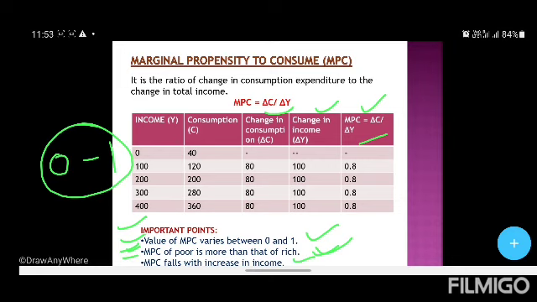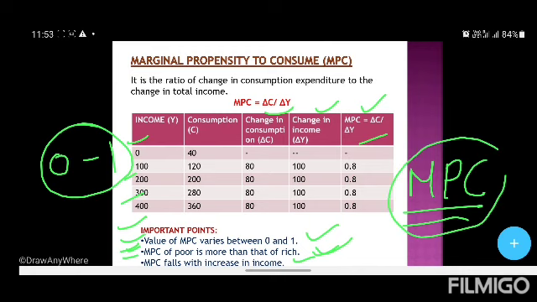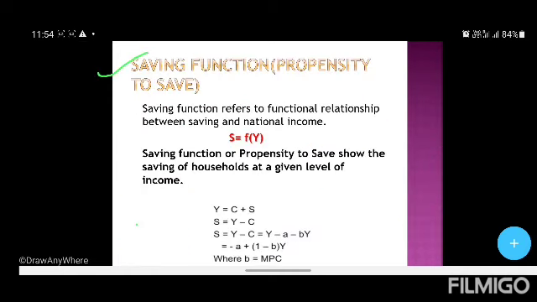जितना आपका income बढ़ती जाएगी, marginal propensity to consume fall होता है. Why? Because consumption increases but less than the increase in income. Therefore, the MPC is also called the slope of consumption curve. The MPC, that is the slope of consumption curve, falls as the income increases. Therefore, the slope of consumption curve, we can say, is a little flatter, which shows that MPC falls with increase in income.